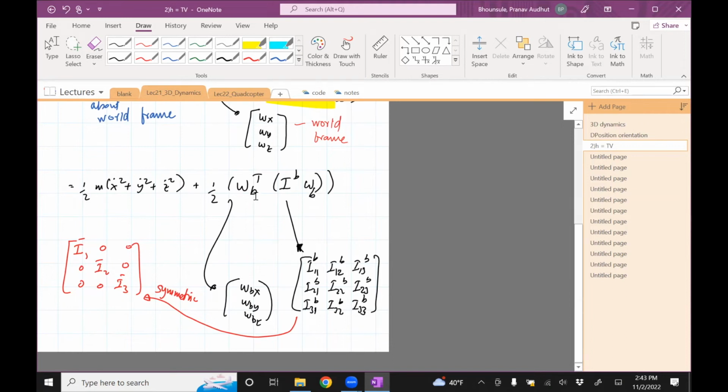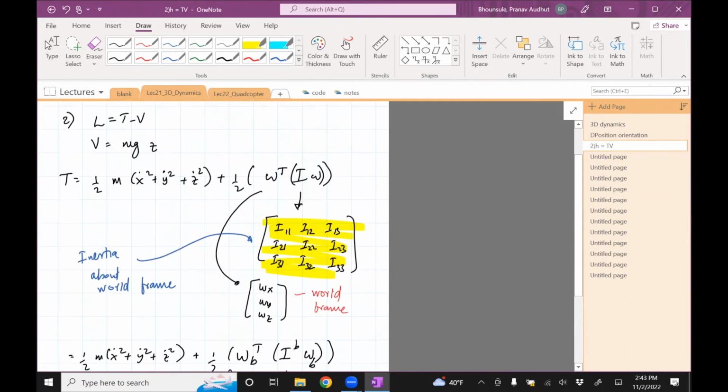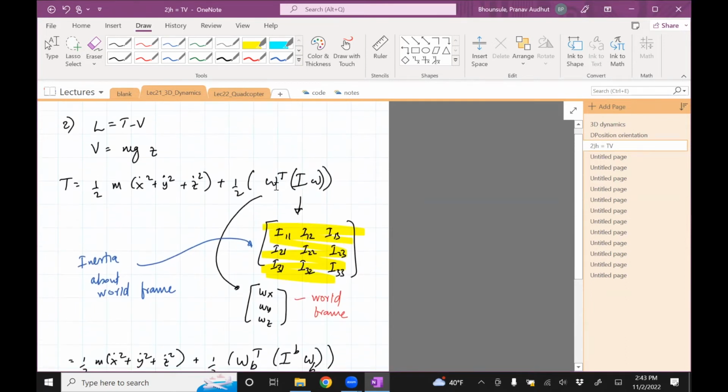So that's why when people write the second term, they don't write it in the world frame. This practice is not followed.